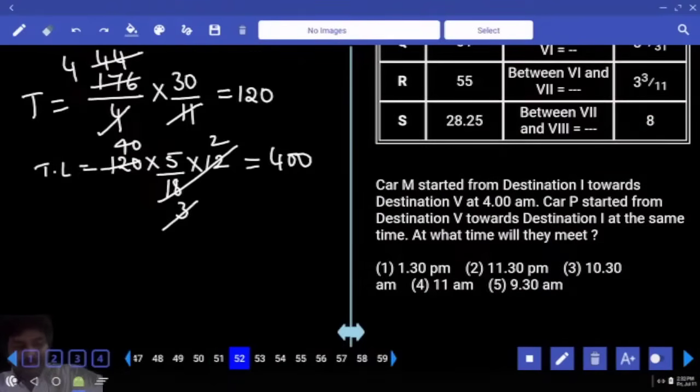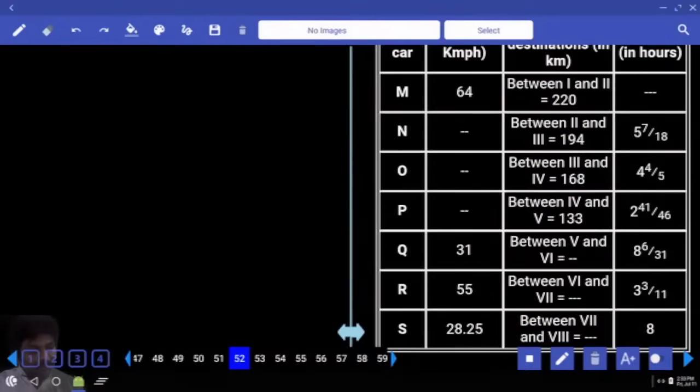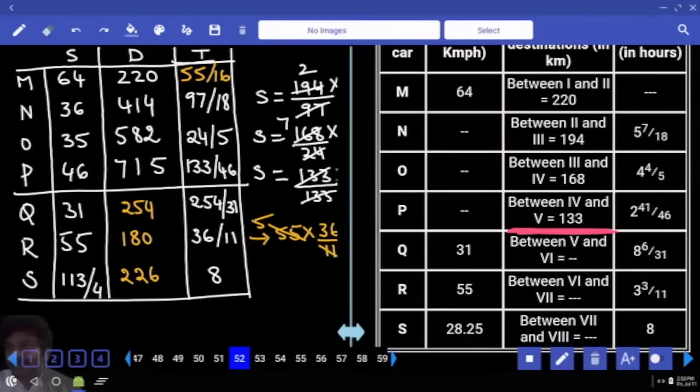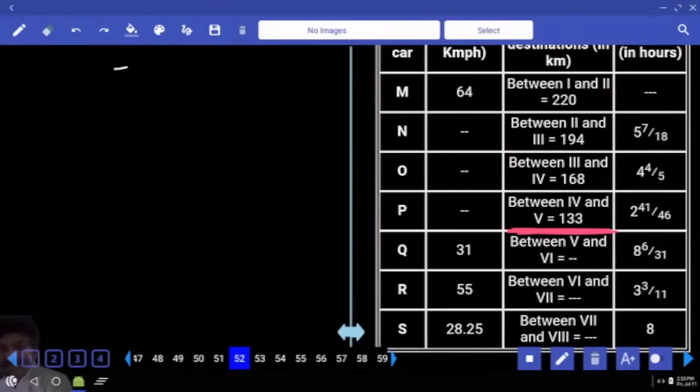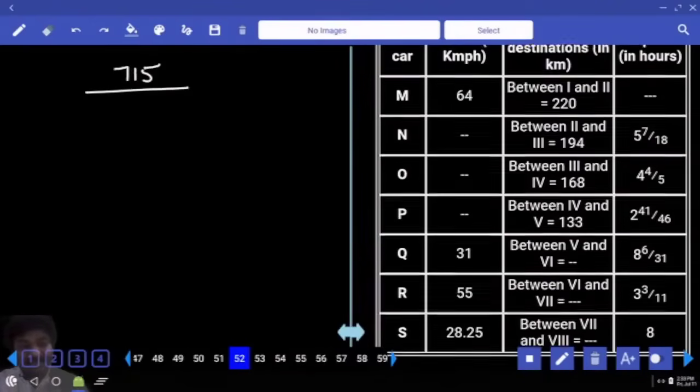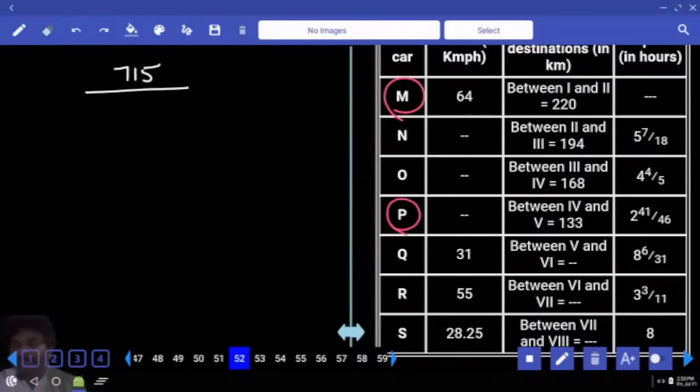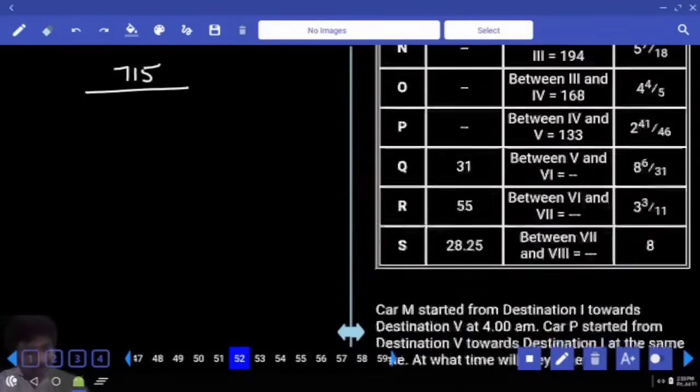Car M started from destination 1 towards destination 5 at 4 am. Car P started from destination 5 towards destination 1 at the same time. So that means both are moving in what direction? Opposite direction. 1 to 5 in the sense till P only. Come on. Till P we already calculated our cumulative distance which we got. 715 is the distance between both the places. And both are moving in what direction? Opposite direction. Which are they? M and P.